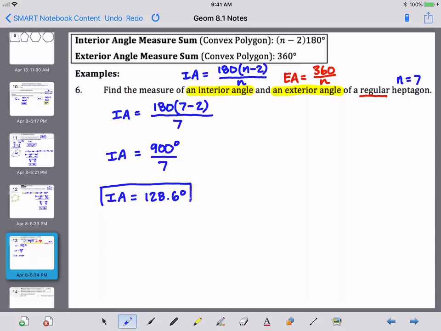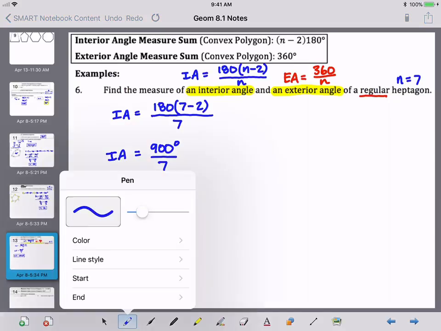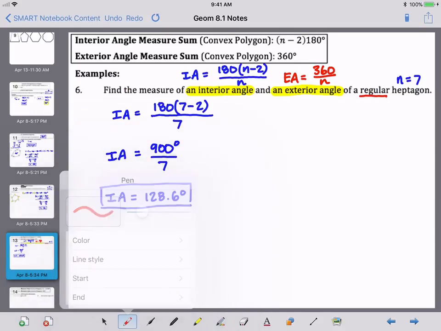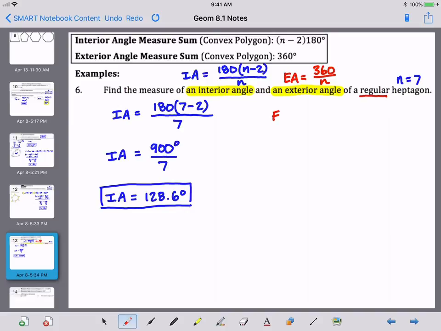Okay, for the exterior angle, what we're going to do is take 360, the total, and divide it by the number of sides. Well, in this case, we have 7 sides. So 360 divided by 7 is about 51.4 degrees. So each of the 7 exterior angles is about 51.4.